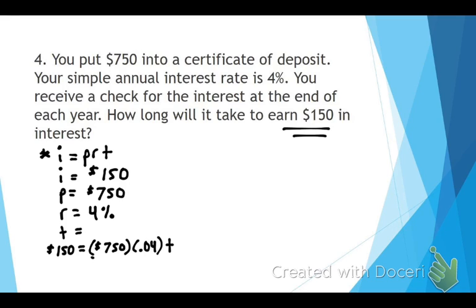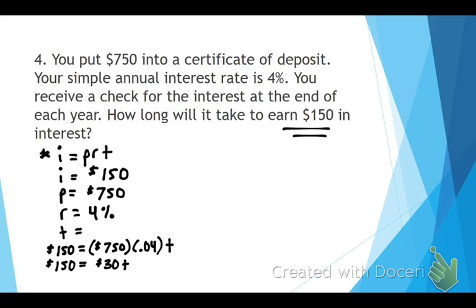So right now, we've got to figure out what this answer is right here. So I want you to tell me what $750 times 0.04 is. $30. Okay, $30. Now I've still got $30 times T equals 150.